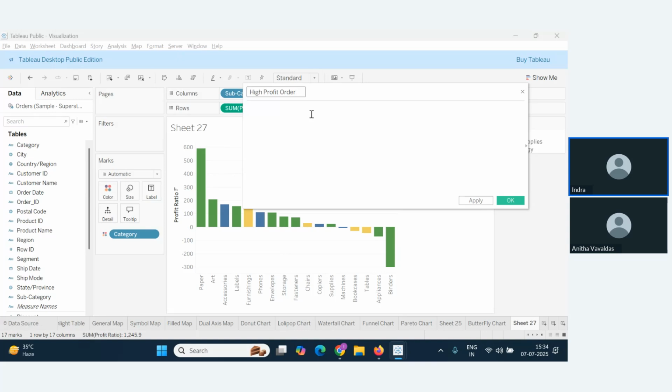Okay. So what I will do, wherever my profit is more than 200, I will consider them like a high profit order. If it is less than 500, it is not like a high profit order. So I'll use here, if my profit is greater than 500, then say yes, it's a high profit order, else say no.